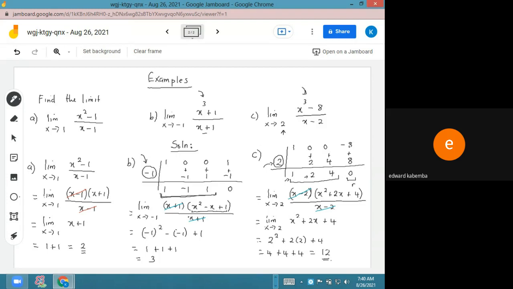X minus 2, and then x plus 2 squared. No, x minus 2 squared. This is x squared minus 4x plus 4. So there's no other method. So the middle term is not correct.